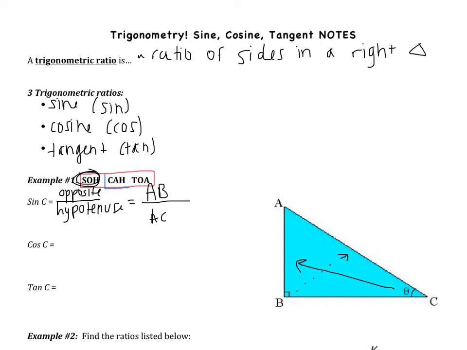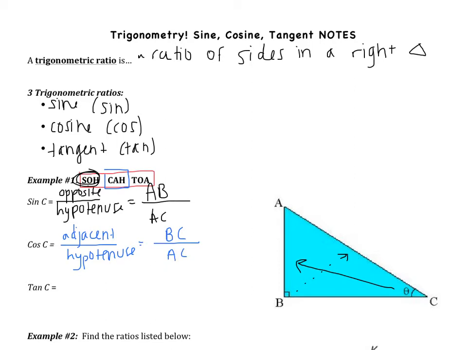Cosine is the CAH part, so C stands for cosine, A stands for adjacent, and then H again stands for hypotenuse. The adjacent side is the side touching the angle, but it's not the hypotenuse. So in this case, AC is touching angle C, but that's the hypotenuse. Therefore, the adjacent side is BC. And then we already said the hypotenuse is AC.